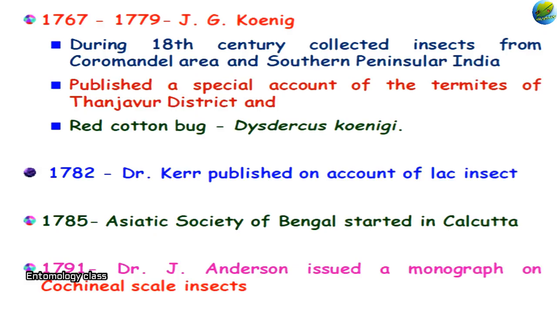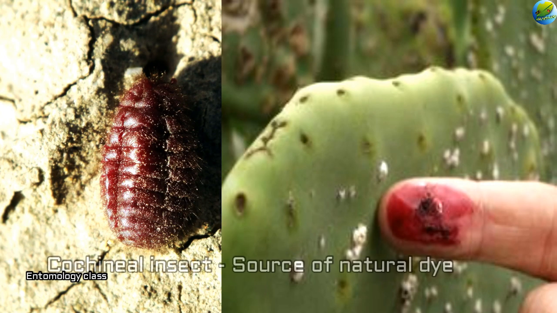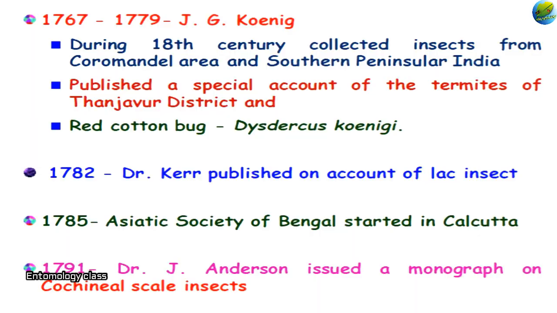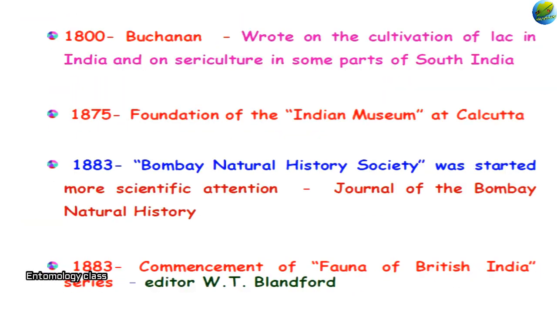So after that, in 1785, our most important Asiatic Society of Bengal was started in Calcutta. Then followed by that, in 1791, Dr. J. Anderson issued a monograph on Cochineal scale insects. Monograph means an individual insect is focused, and he wrote all the details of the Cochineal insects in India. By 1800, the traveler Buchanan wrote about the lac insects of India and also the cultivation of sericulture in parts of India. By 1875, the foundation of the Indian Museum at Calcutta happened.